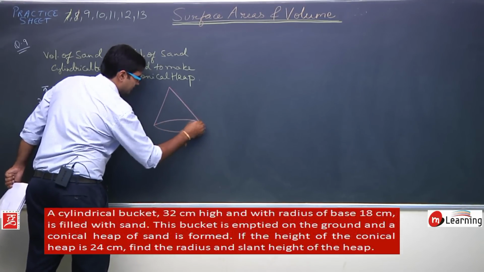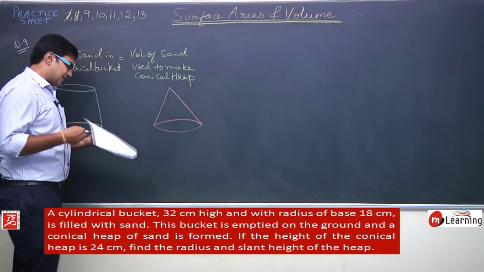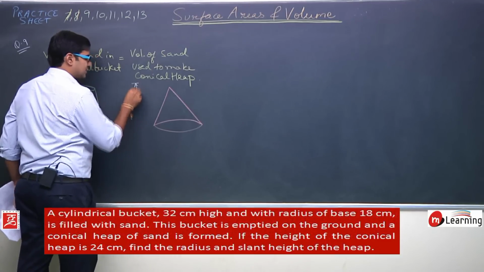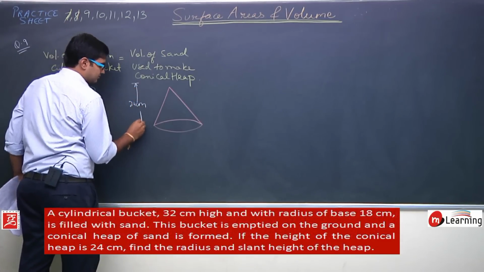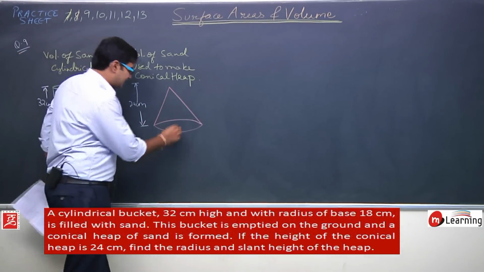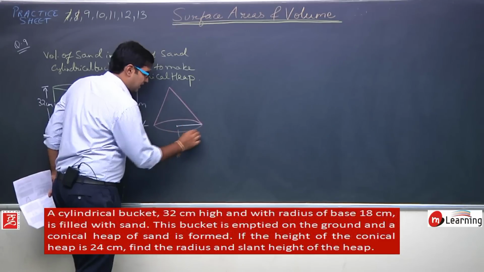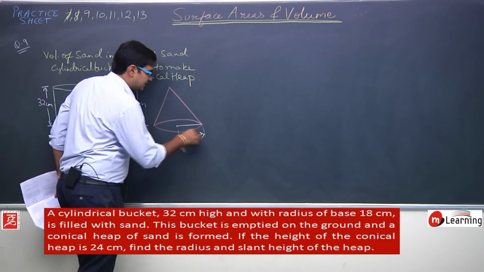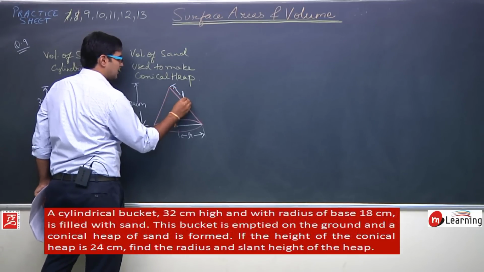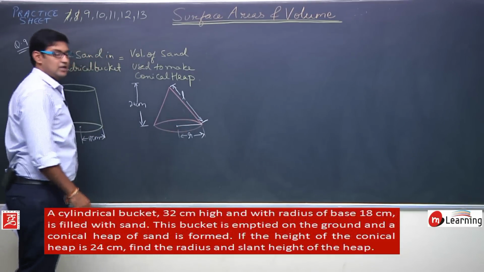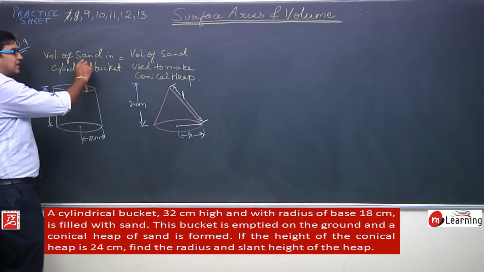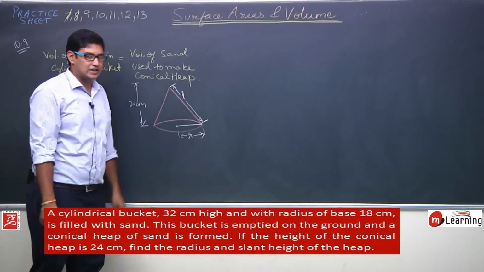a conical shape. Okay, it says the height of the conical heap that is formed, the height of this heap is 24 centimeters. So my task is to determine the radius of this conical heap. Let us say the radius is r, and another task is to determine the slant height of this conical heap, which is, let us say, L. Okay, so I need to determine r and L. And what is the relation between the two figures is that the volume is equal to volume. This is the condition that we have.